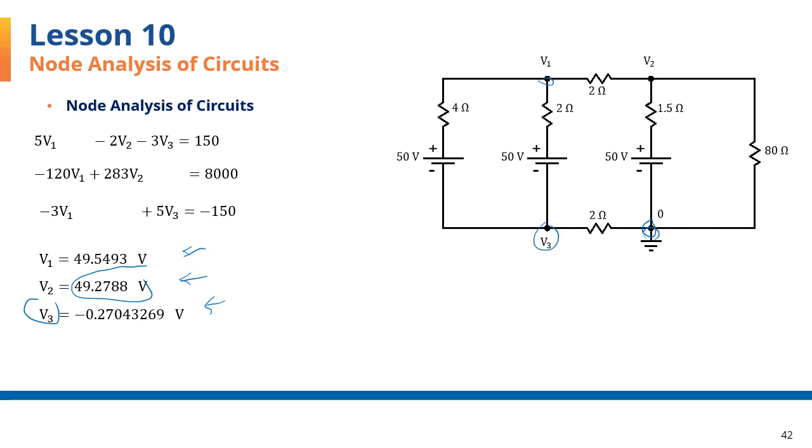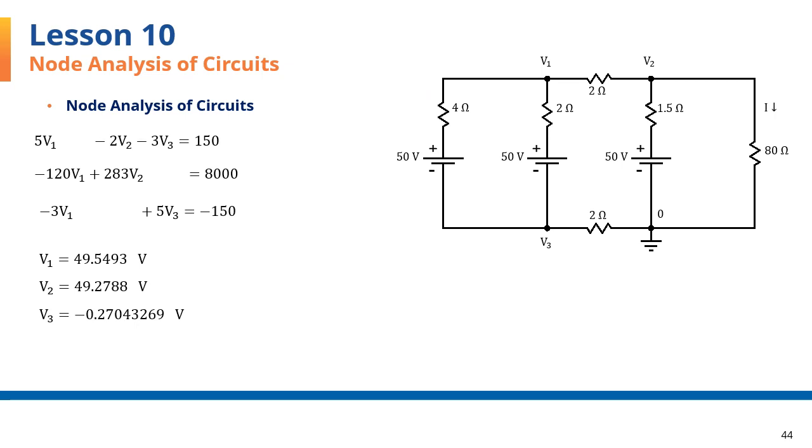From these we can find any of the currents in any of the branches and any voltages between any pair of points that may be required. I'll find a couple of these before ending this presentation. So let's say that we are asked to find the current in the 80 ohm resistor as well as the voltage drop in the 4 ohm resistor, this one, and the current through it.